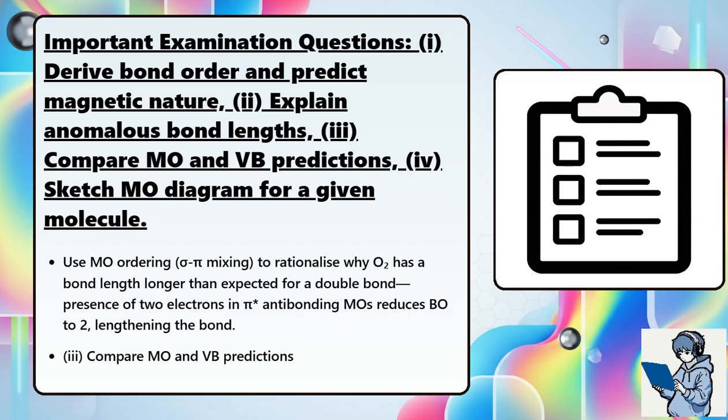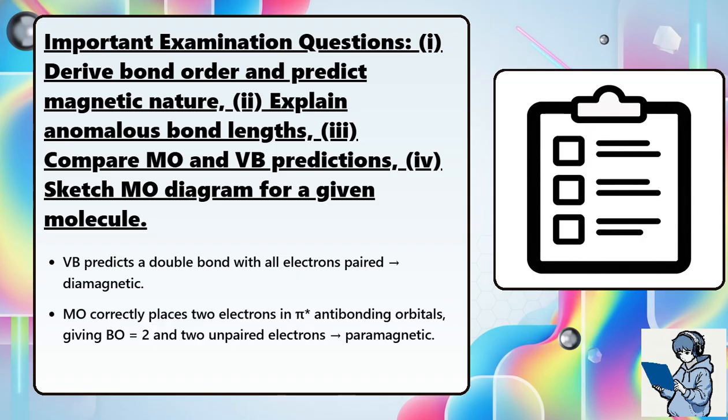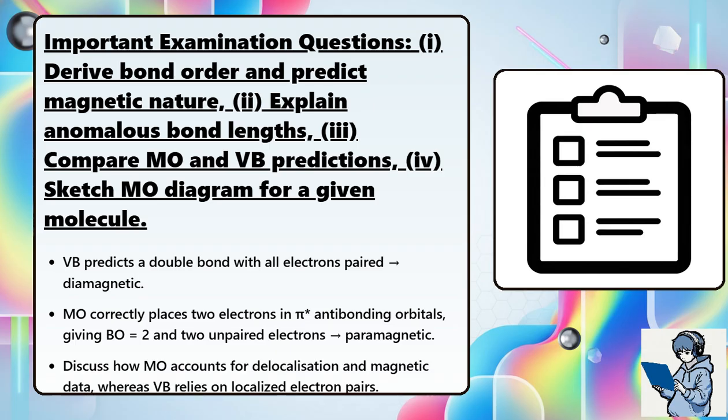Task 3: compare MO and VB predictions. Choose a molecule where the two theories differ, for example O2. VB predicts a double bond with all electrons paired, diamagnetic. MO correctly places two electrons in pi star antibonding orbitals, giving bond order equal to 2 and two unpaired electrons, paramagnetic. Discuss how MO accounts for delocalization and magnetic data, whereas VB relies on localized electron pairs.